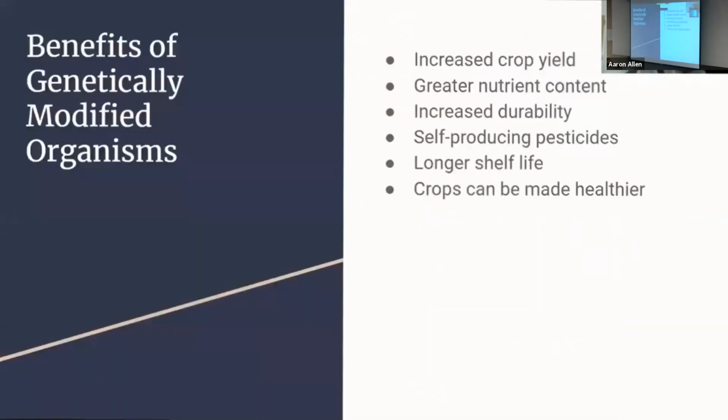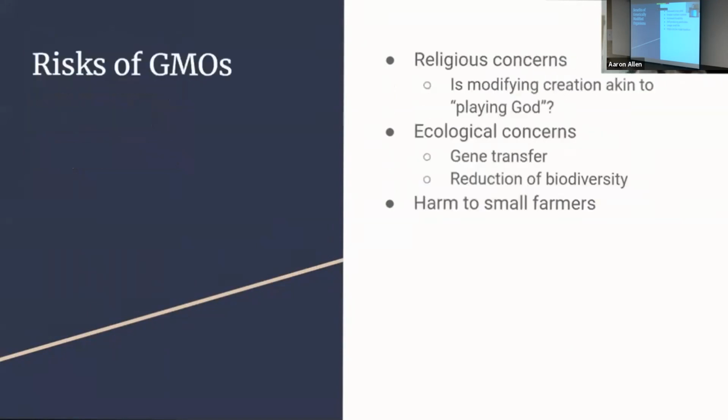Other benefits of genetically modified organisms, a longer shelf life. We can make products that last longer. And then we can make crops healthier as well. Fruit can be bigger, shinier, better, taste better, but also can be made healthier. Changing the nutrient content can be used to help create healthier foods.